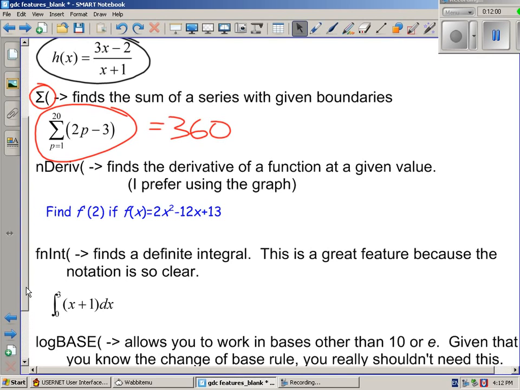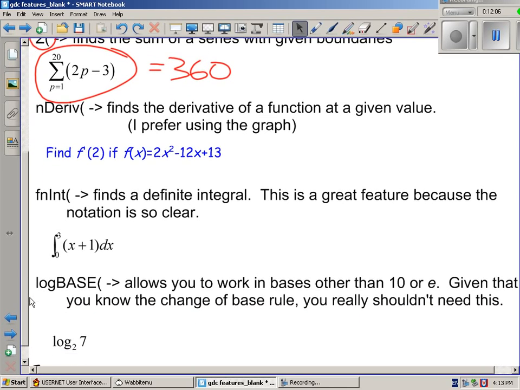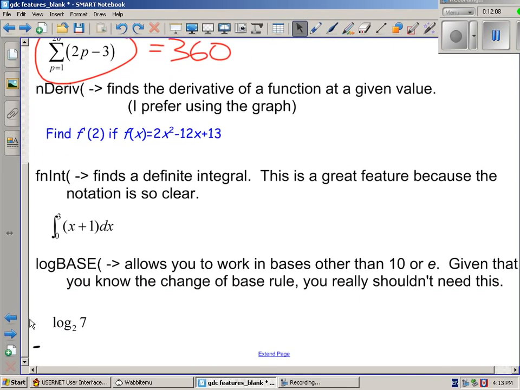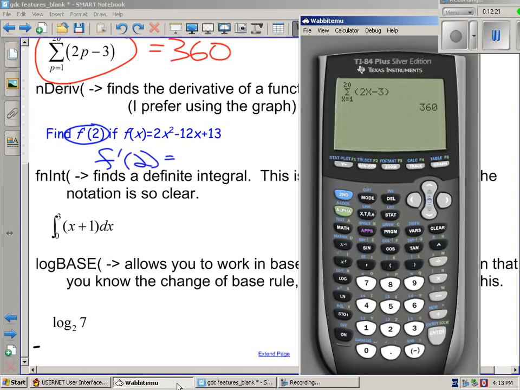nDeriv. So this finds the derivative at a specific point. I don't really like this. I prefer to do it on the graph. So we did this under Second Calc 6 on the last slide, where we were looking for f prime at 2. How we did it before was, we went to the graph, and we just went Second Calc 6, and asked it to find the derivative at 2.